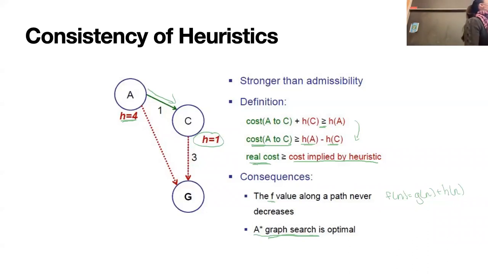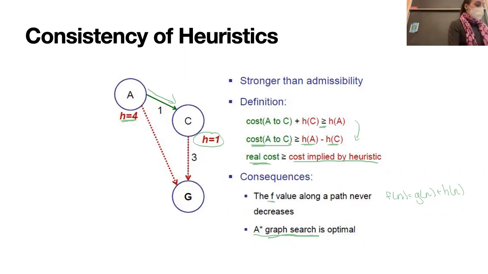Any questions about this? Yes. So is a heuristic that is admissible but not consistent not guaranteed to find the optimal path with A star? That's a good question. That is the case when we are looking at A star graph search. If we are looking at A star tree search, then all we need is admissibility.